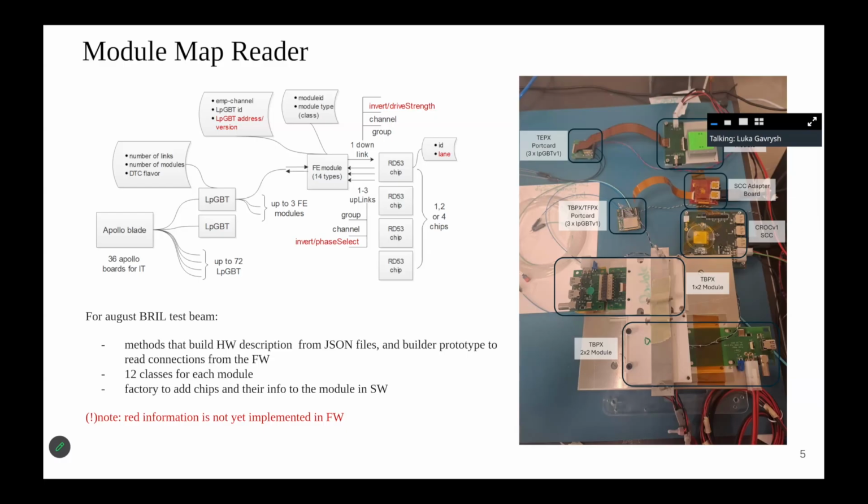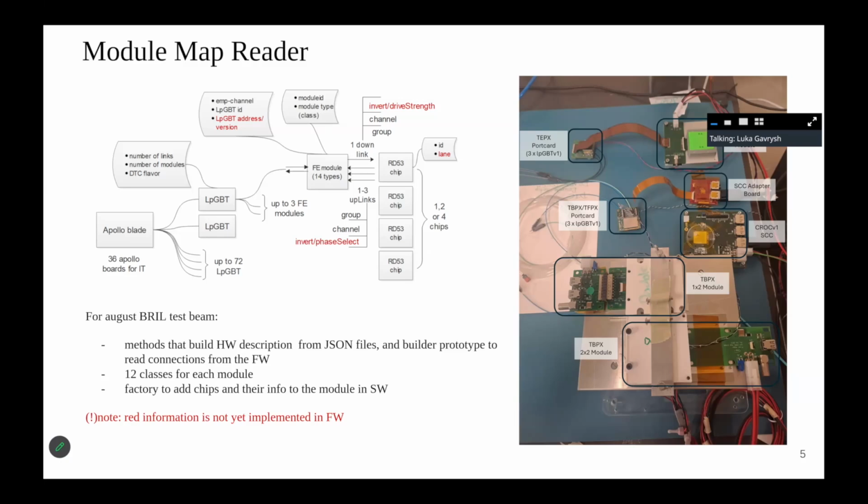So I've made a small scheme, so you can see the connections that we have, starting from the Apollo blade and with the front-end modules, basically, and something is marked red here. It is marked red just because it's not implemented in the firmware yet. That's why the configuration right now is done by the methods that are used from the hardware description using the JSON files. So it's a small hard coding, but we worked on it a lot.